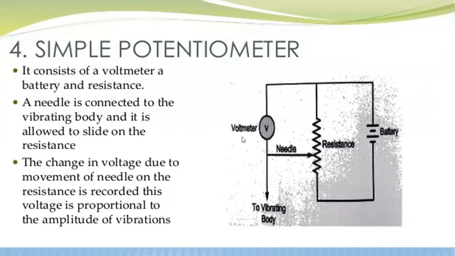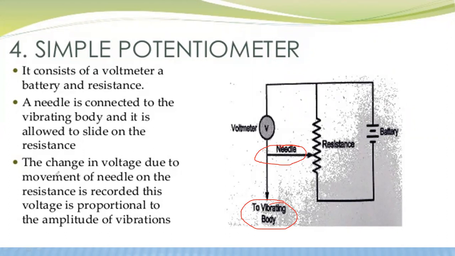And next one, the simple potentiometer. By using this simple potentiometer, we can calculate the vibration of the device. It consists of a voltmeter, a battery, and a resistance. A needle is connected to the vibrating body. You can see the constructional details. It is the vibrating body, and in that vibrating body a needle is connected. The needle is allowed to slide on the resistance. So as the resistance slides, automatically the needle also slides.